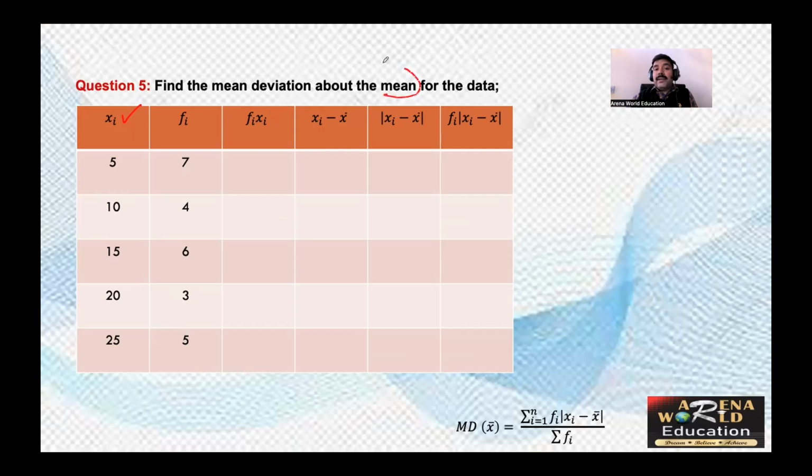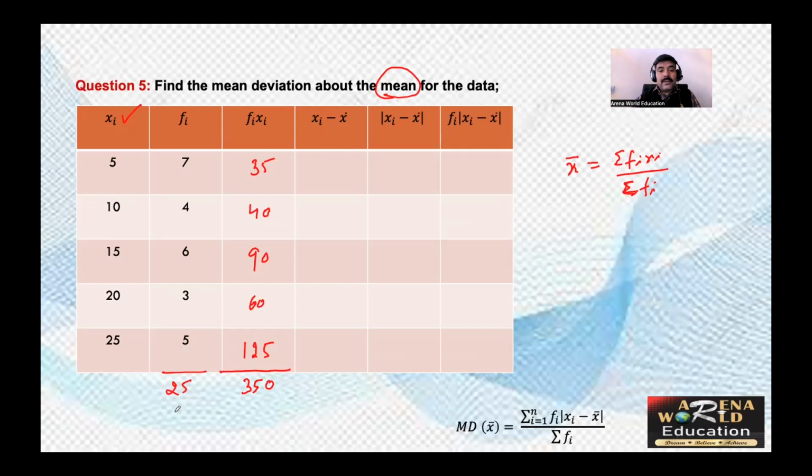Mean deviation about the mean. So we want to find the mean. And we know if xi and fi are given, yes, tell me what is the mean? Yes, it is summation fi xi divided by summation fi. 5 into 7, yes, 35. 10 into 4, 40. 15 into 6, 90. 20 into 3, 60. And 25 into 5, it will be 125. And we need the sum of all these values, fi xi. This is equal to 350, right? And fi, yes, we need fi. So they will be, yes, 25.